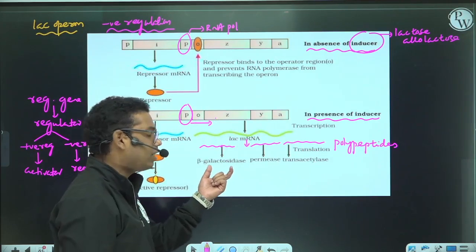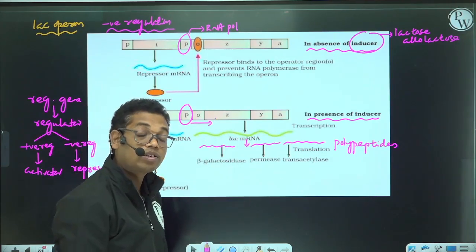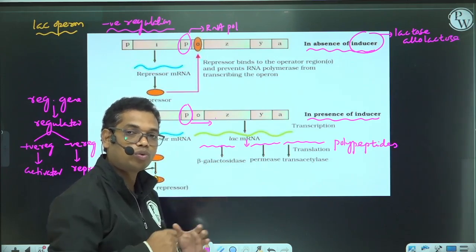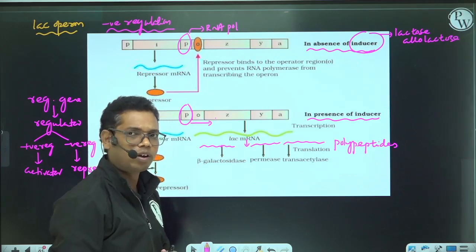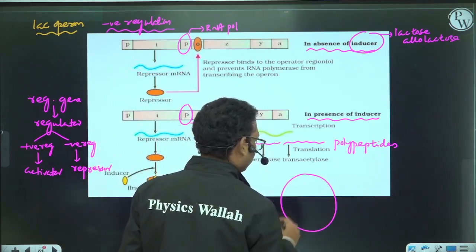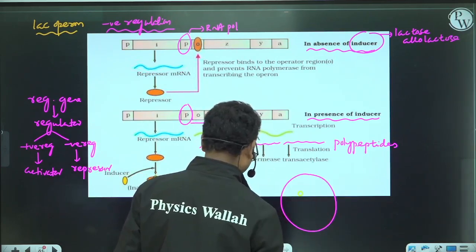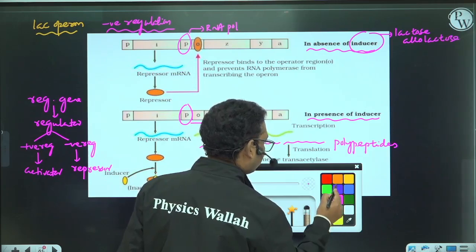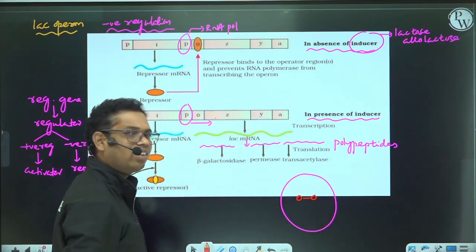What is the function of beta galactosidase? It breaks down the lactose into galactose and glucose, and they will be used for respiration inside the E. coli. Okay, so suppose this is E. coli, and suppose this is the lactose, and this lactose is basically a disaccharide.